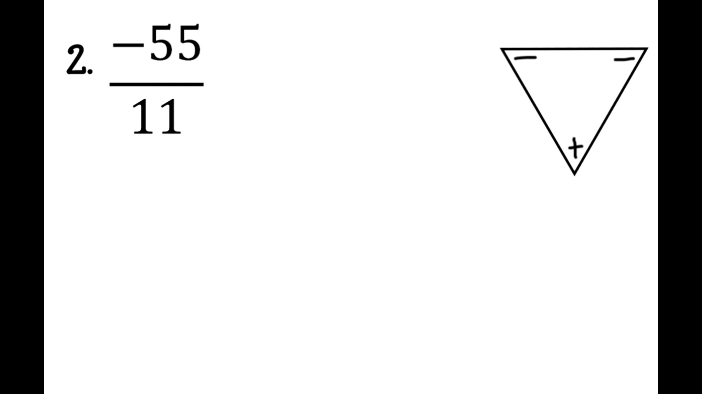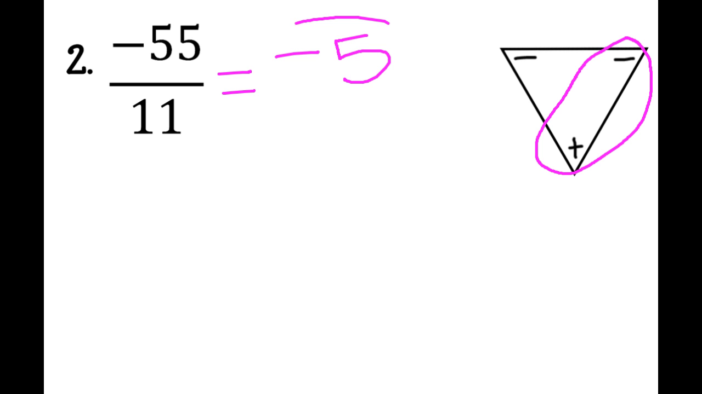Number 2, we have negative 55 divided by a positive 11. So we have a negative divided by a positive. So we know based on our triangle that our answer is going to be a negative. And 55 divided by 11 is 5. So we have negative 5 as our answer.